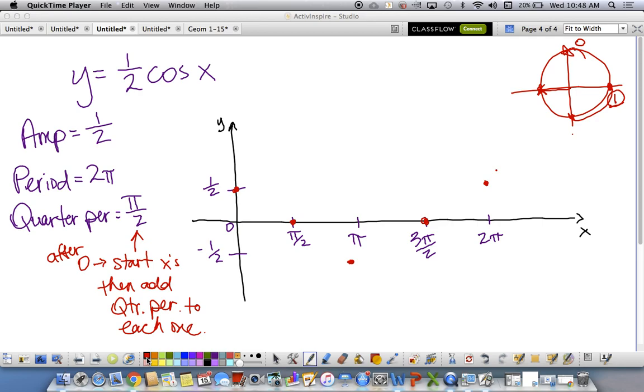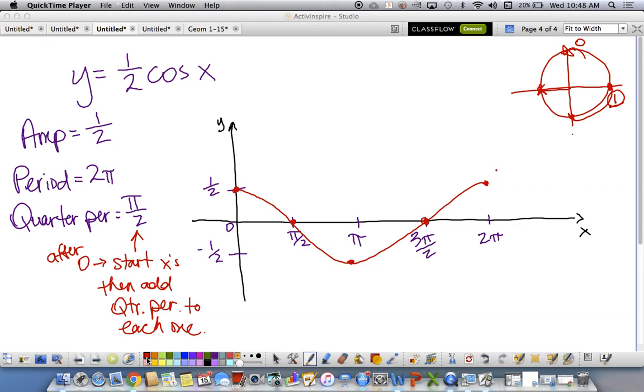Ultimately, I would love if the things that you need to memorize are the directions. Cosine starts up and it goes to 0, down, back up. It'll always do that. Cosine will always start up, then go to 0, then go down, back up.